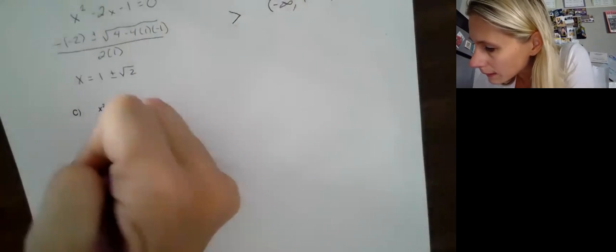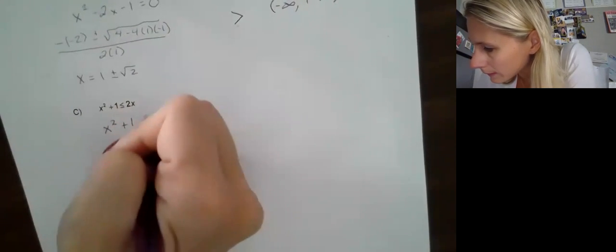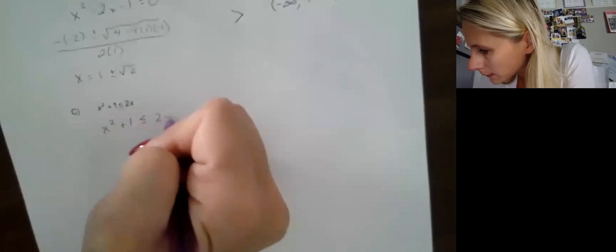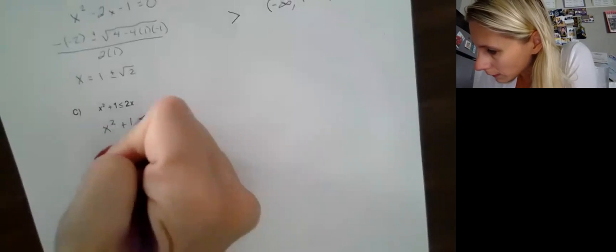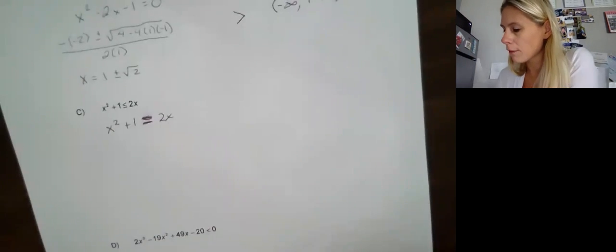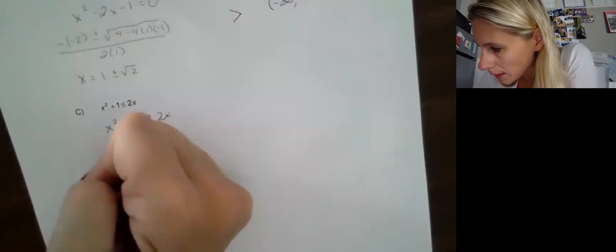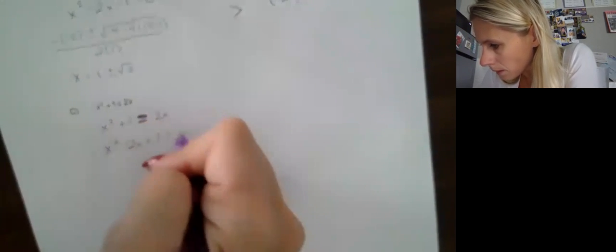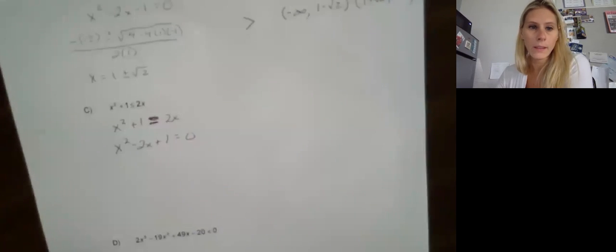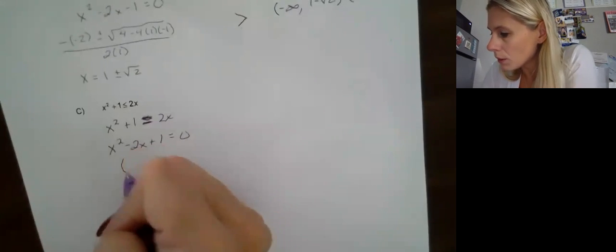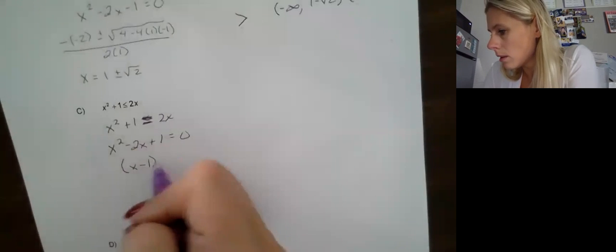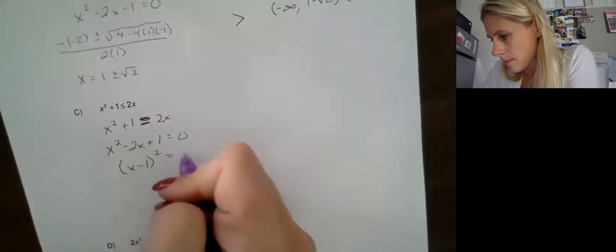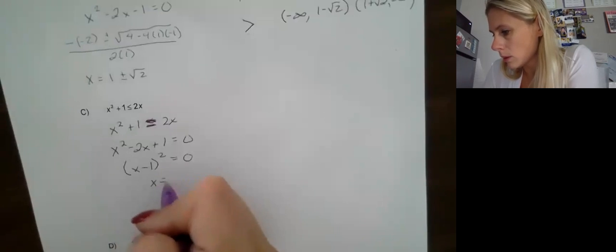We've got x squared plus 1 is less than or equal to 2x. I want equals, not, because we're going to solve for that value first. So I get x squared minus 2x plus 1. All right, when we factor this out, what you find is you get x minus 1 squared. So x equals 1.